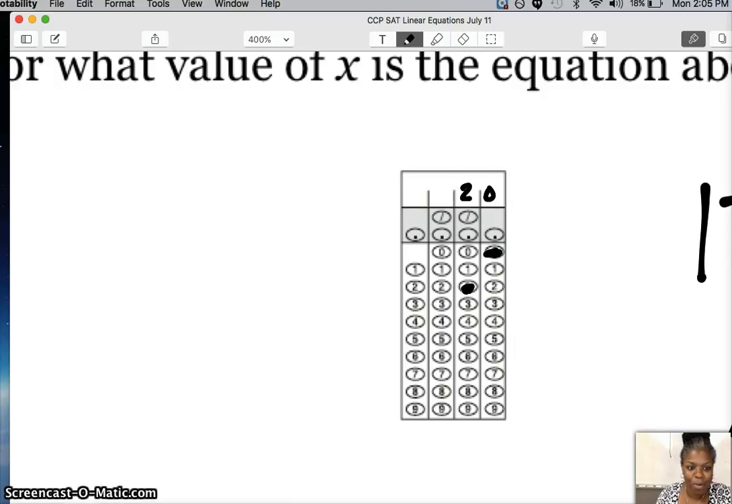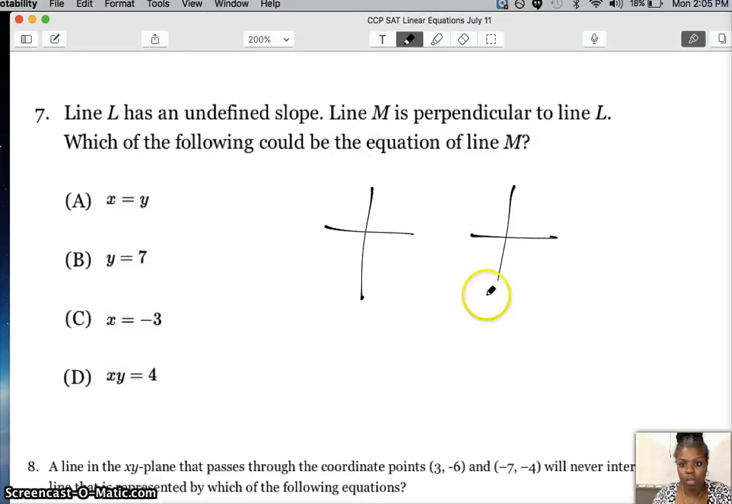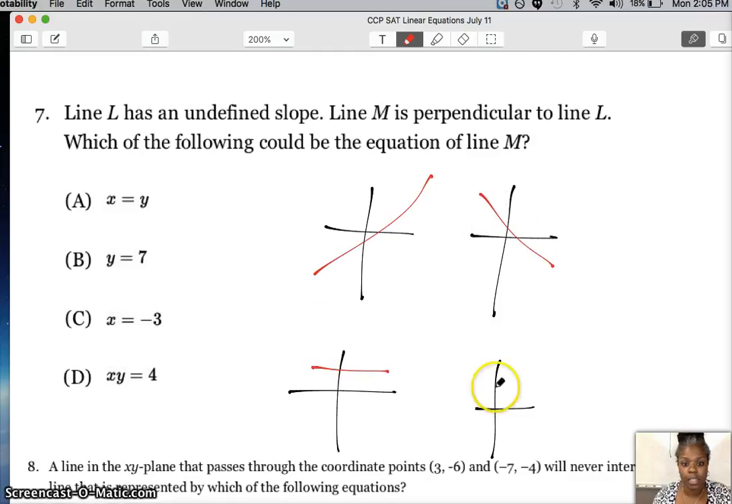All right, let's look at another problem. So number 7 is going to refer back to some concepts that we talked about before. We talked about looking at linear equations and thinking about what we know. We know that there is a positive slope, negative slope, 0 slope, and an undefined slope. So this problem is talking about a situation where we have an undefined slope.